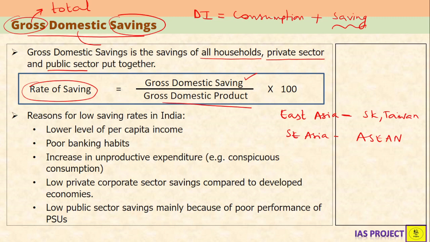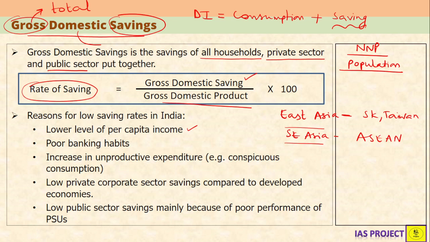There are certain reasons for the low savings rates in India. Let's look at those reasons. One is the lower level of per capita income. India's per capita income is very low compared to these countries. We know what per capita income is. Per capita income simply means net national product divided by the entire population. So per capita income basically measures the income a single individual on average is earning for an entire year.